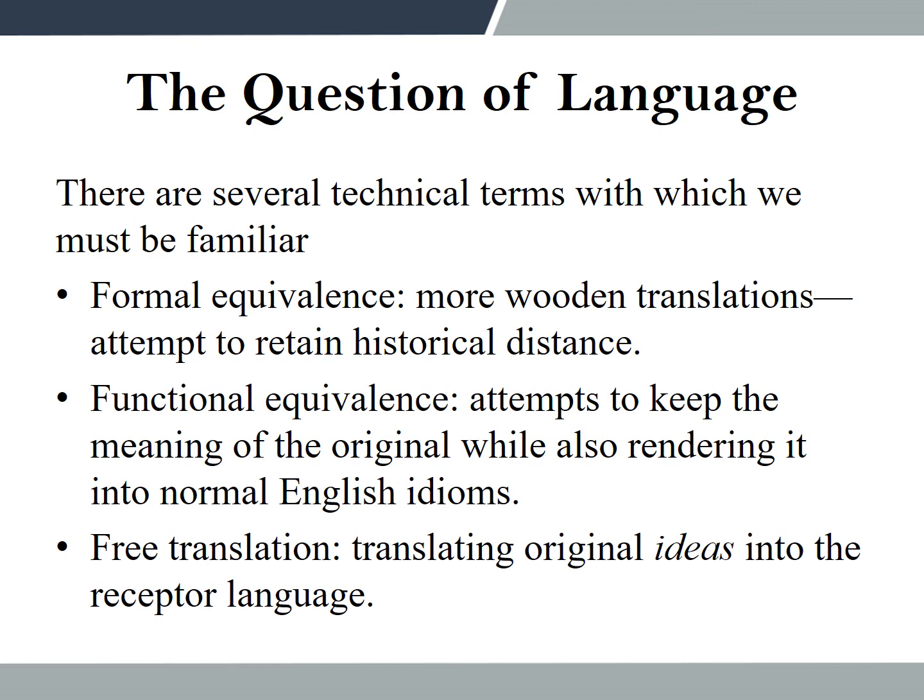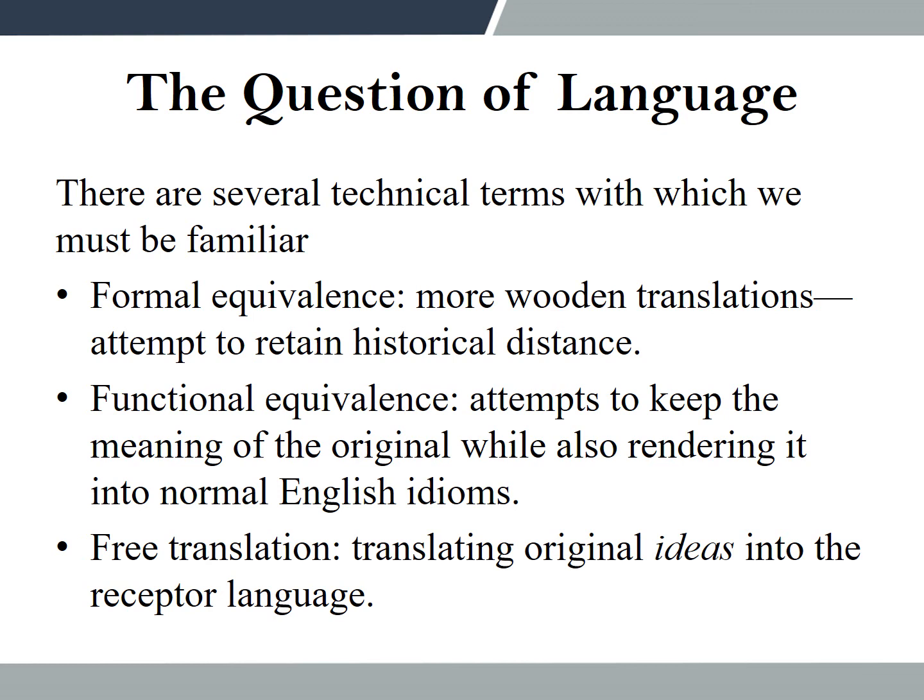And then a free translation would be translating ideas into the receptor language. A free translation would be something like The Message or a paraphrase like the Living Bible or the New Living Bible. Formal equivalence would probably be more like an example of the New American Standard. Some would put the ESV as a formal equivalence, where more functional equivalence would be something like your NIV would lean toward this, and so forth.